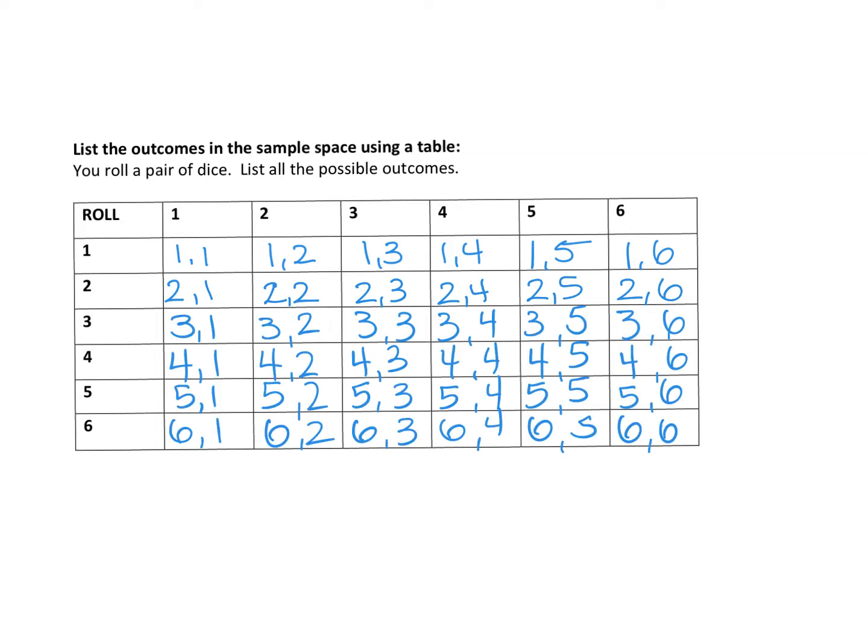All right, so hopefully your table looks like this, where we've listed all the different outcomes. So now let's find out how many we have total, and then we would have 6 and 6. So there were a total of 36 outcomes.